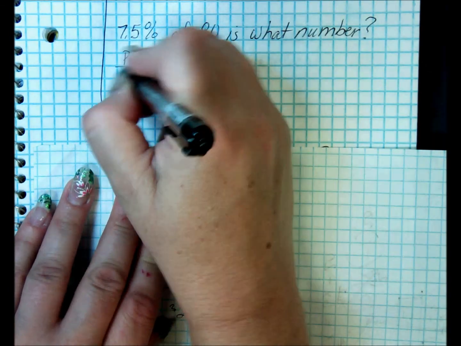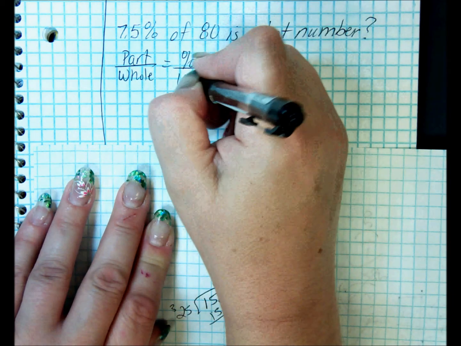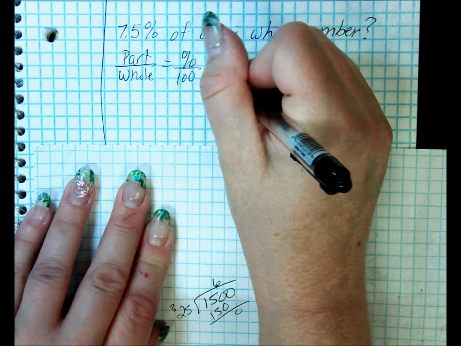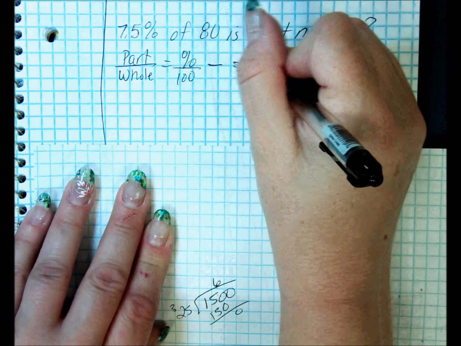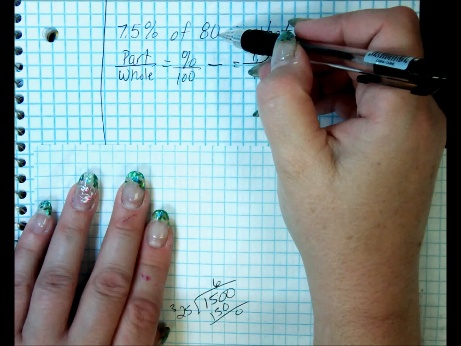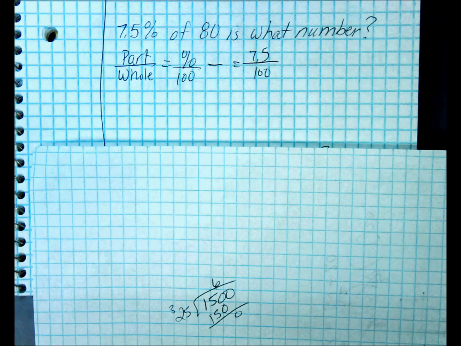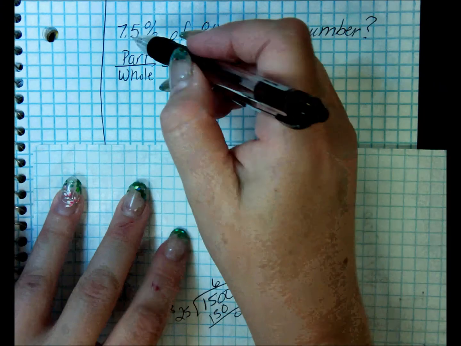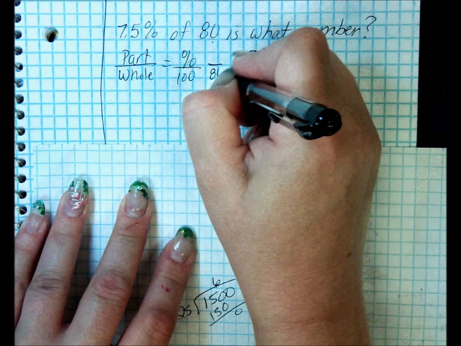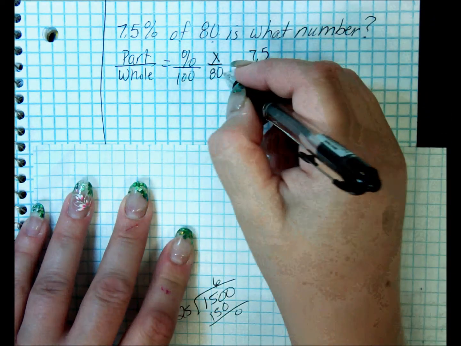So now we're doing the same thing. Part over whole equals percent over 100. So we got the percent part. Sometimes it's best if you just get at least the stuff you know. 7.5%. And then of 80. So we have 7.5% of 80. That's our whole. We're going to take a portion of that, taking 7.5% of the 80. So this is my whole, and I don't know my little part right here. Here we go. Let's cross and go.